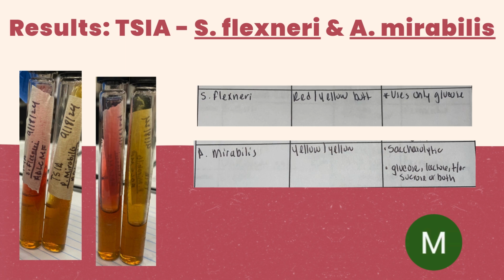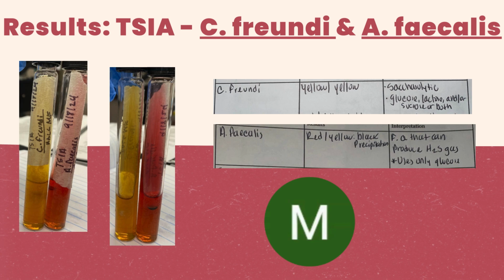The triple sugar agar test for S. flexneri showed a red slant and a yellow butt. This is because S. flexneri is only able to use glucose for fermentation. The results for P. mirabilis showed a yellow slant and a yellow butt. This is because it is able to use glucose, lactose, and sucrose for fermentation. The triple sugar agar test for C. freundii showed a yellow slant and a yellow butt. This is because C. freundii is able to use glucose, lactose, and/or sucrose for fermentation.